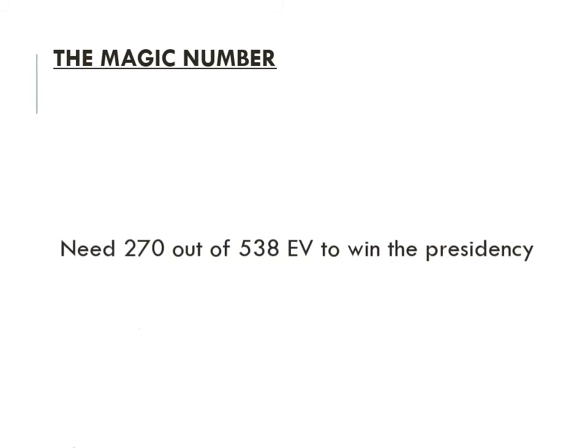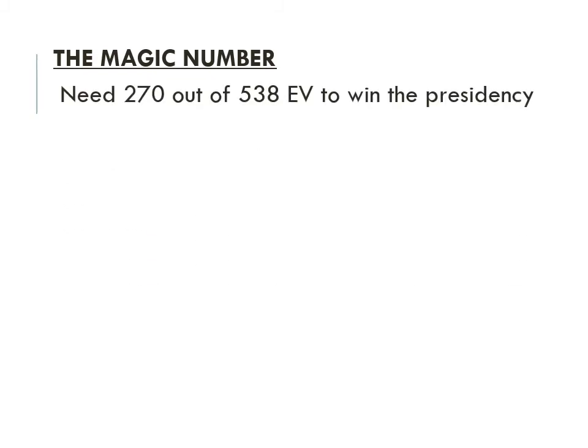The magic number is 270. Now, there are 538 votes in the Electoral College. And you would say, why, Ms. Marquez? There are only 100 senators, and there are 435 members in the House, which would be 535. Why in the world are there 538? Well, Washington, D.C. gets 3, right? Amendment 23, people can vote for president in Washington, D.C. That's how we have an additional 3 members of the Electoral College.